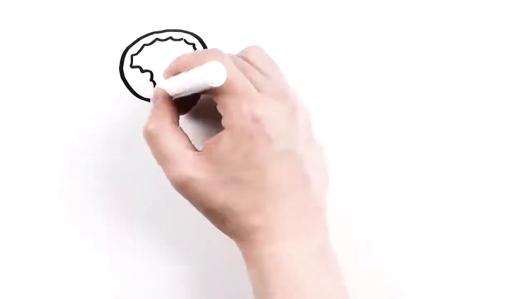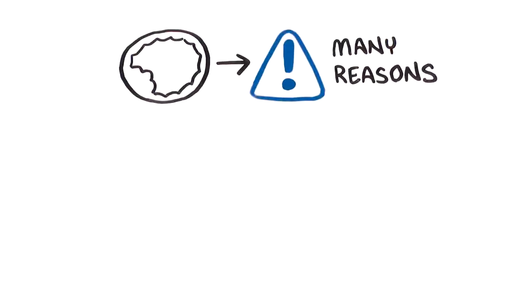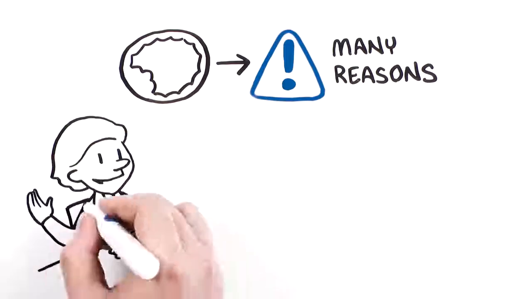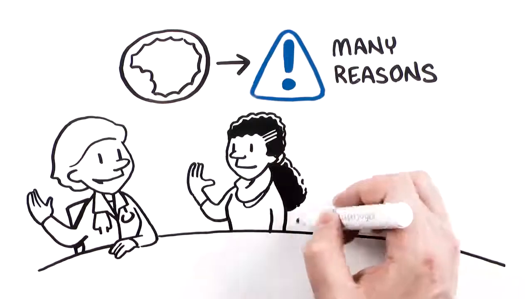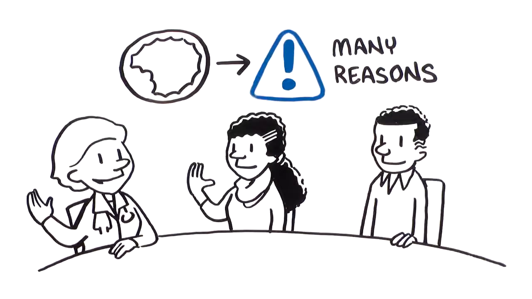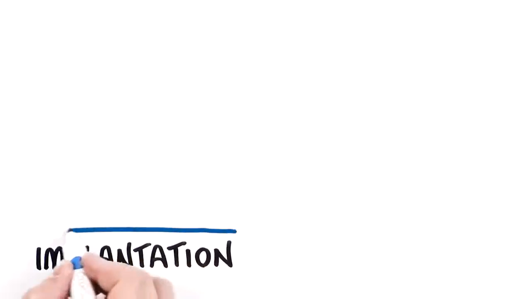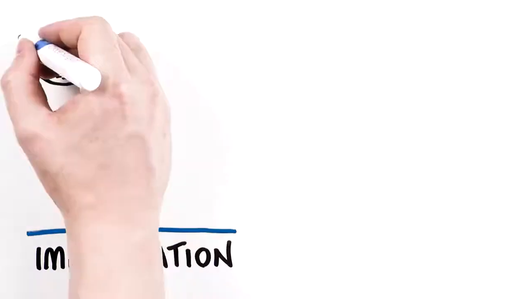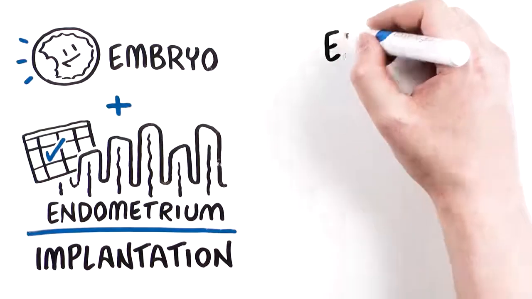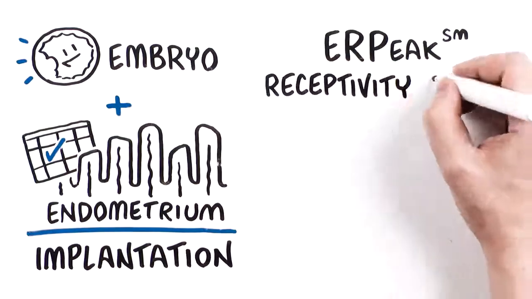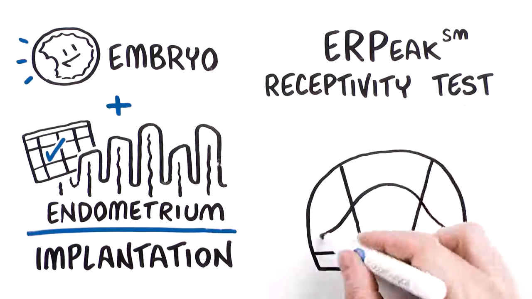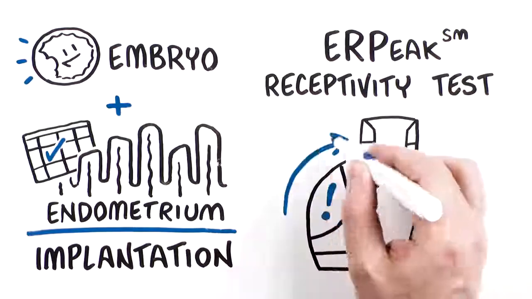An embryo may fail to implant for many reasons, and endometrial receptivity testing does not guarantee successful implantation or pregnancy. Successful implantation is maximized when a patient has good quality embryos and a receptive endometrium. The ERPeak endometrial receptivity test could help you make an informed decision about when to transfer your patient's embryo.